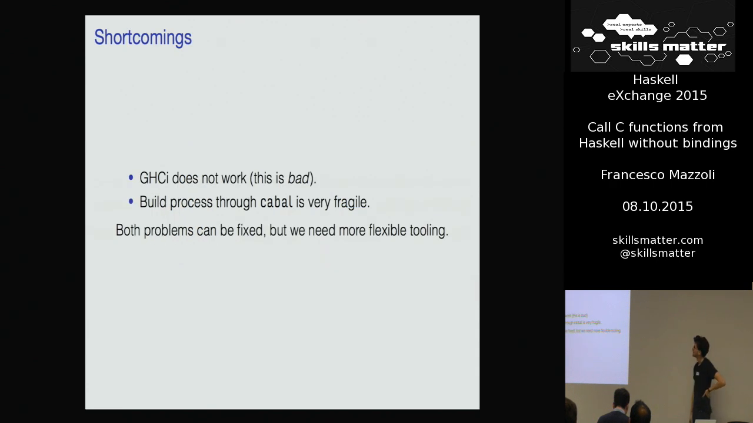So, things I'm not happy about. GHCi doesn't work. This I'm really unhappy about. But it's quite hard to fix. I mean, it is fixable, but if you're interpreting code that depends on the C code being compiled after you've type checked the code, it's a pretty unconventional relationship in terms of this pipeline. I would love it to work at some point, but there's no immediate plan. And the other thing is that the build process through Cabal is quite fragile. I would like, as I said, to have a more explicit way of specifying these dependencies. They can both be fixed, but we need more flexible tooling for sure, at the very least.